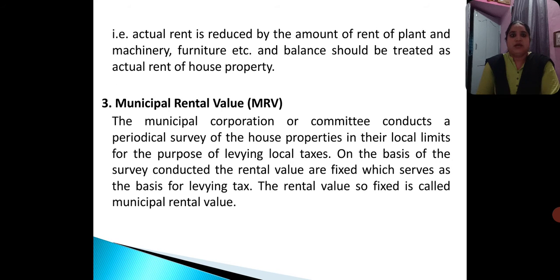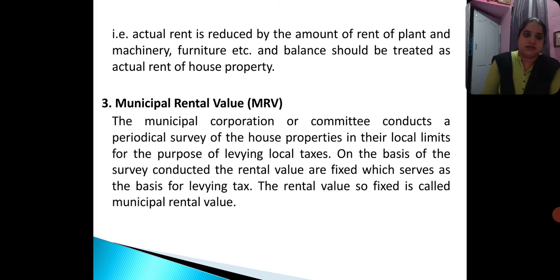Next, in continuation of that, actual rent is reduced by the amount of rent of plant and machinery, furniture, etc., and the balance should be treated as the actual rent of the house property and should be considered at the time of calculating the gross annual value.